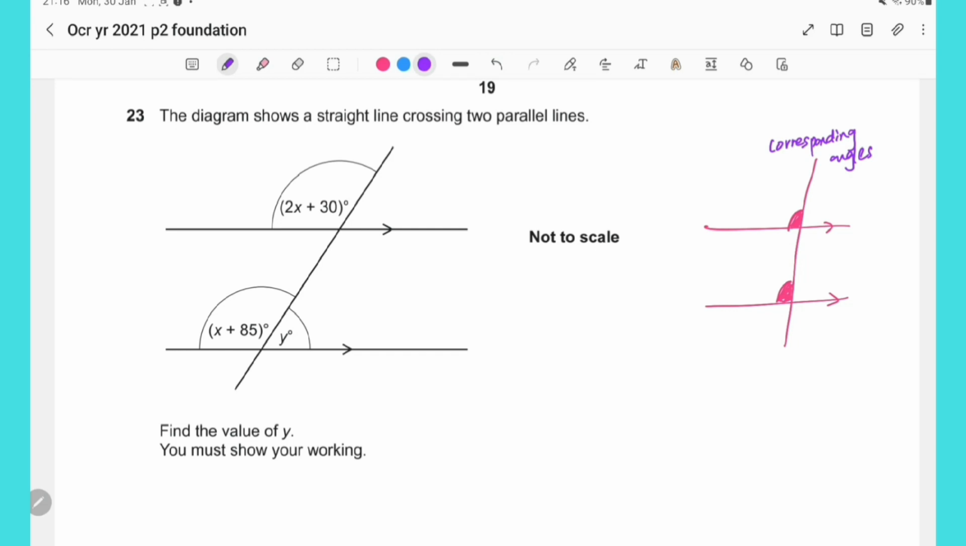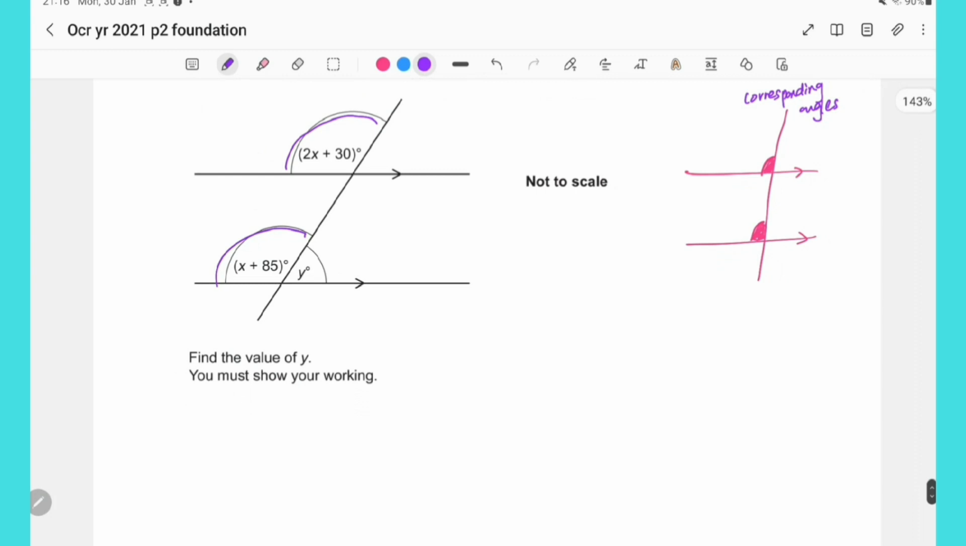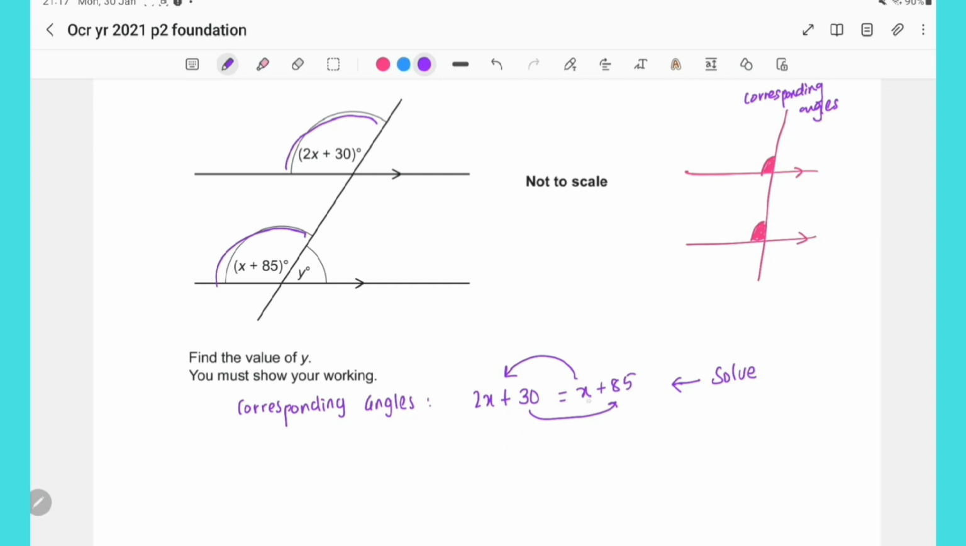Over here, as you can see, we have the two parallel lines. Easily we can say that the 2x plus 30 angle will be equal to the x plus 85 angle because of corresponding angles. So corresponding angles, 2x plus 30 is equal to x plus 85. Now we need to solve this equation to find how much x is. So I send my x to the other side, and I send my 30 to this side.